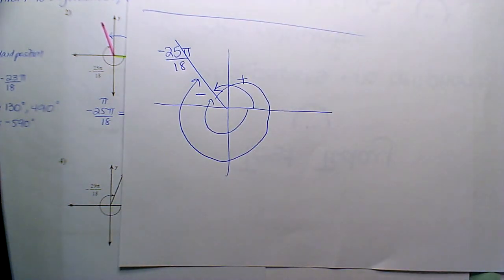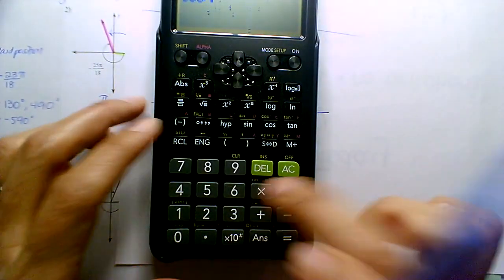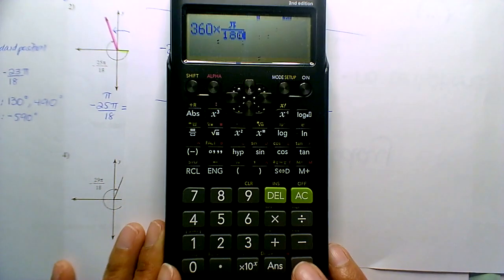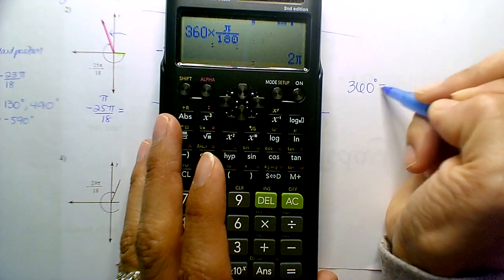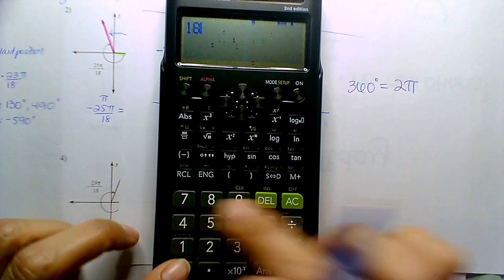So you guys figured if you have to go a revolution, it's 360. Okay, what about radians? It's 2 pi. So look, here's to prove it. What's 360 times pi over 180? What is 360 converted to radians? It is 2 pi. So 360 is 2 pi. Okay, let's get 180.